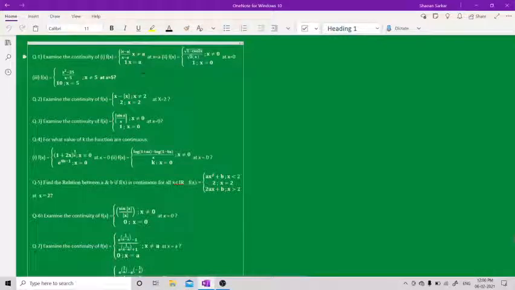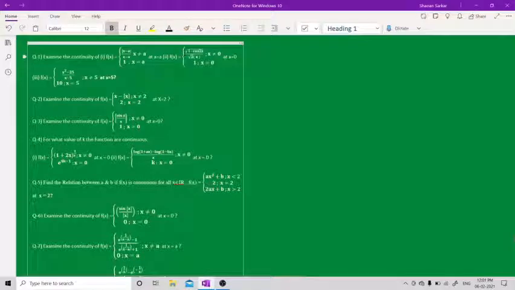If the limits are equal, then you see at x equal to a, what is the value of the function? The value of the function here is this. So if both limits exist and the value of the limit and the value of the function come out to be the same, then the function is continuous.